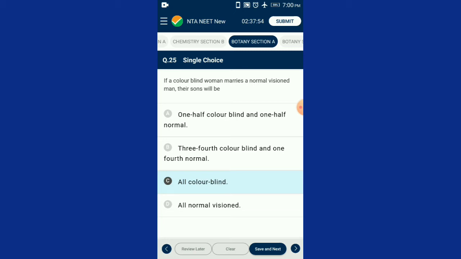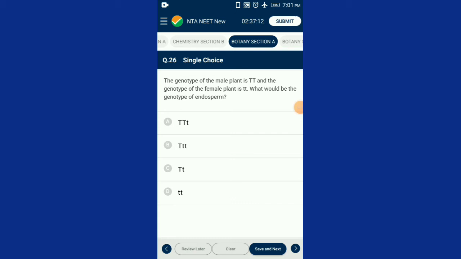Question number 26. The genotype of the male plant is capital T, capital T, and the genotype of the female plant is small t, small t. What would be the genotype of endosperm? Ploidy of endosperm is triploid and it is formed by triple fusion, in which the second male gamete fuses with two polar nuclei present in the central cell of the embryo sac.